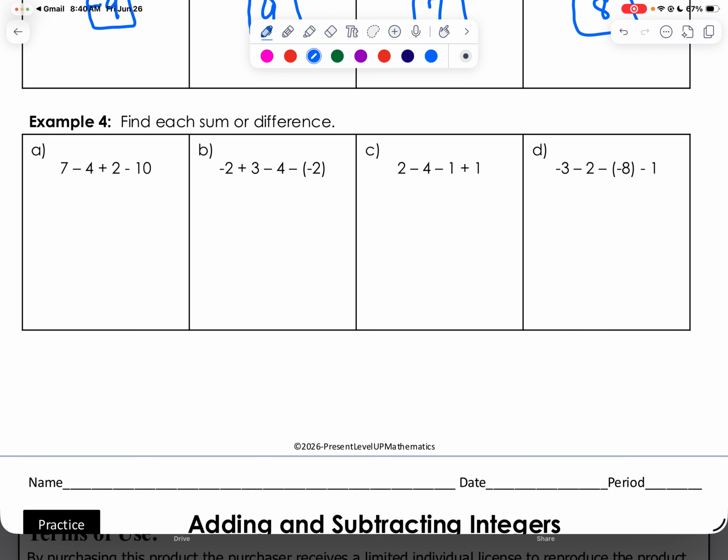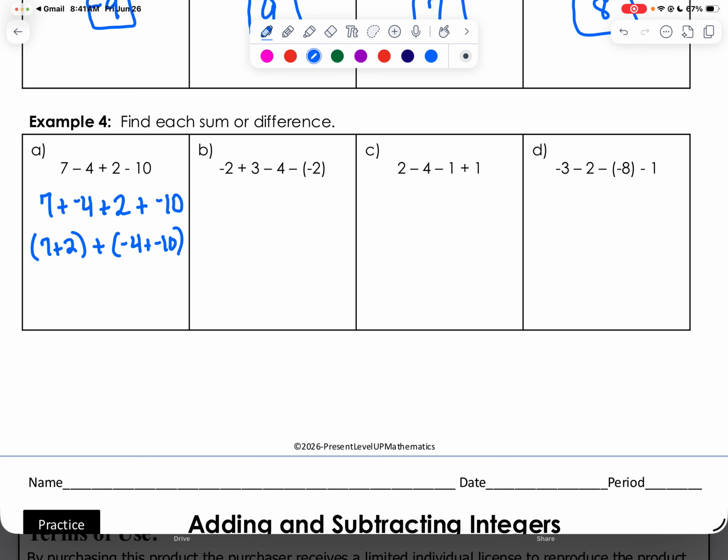So in problem A, we have 7 minus 4 plus 2 minus 10. So the first thing I want to do is rewrite this as an addition problem. So instead of 7 minus 4, I'll have 7 plus negative 4. Addition of the opposite. Then plus 2, and then plus negative 10. So that's step 1. I want to rewrite all the subtraction as addition of the opposite. Then I'm going to group up the positives together. So 7 plus 2 will go together. And then I'll group up the negatives.